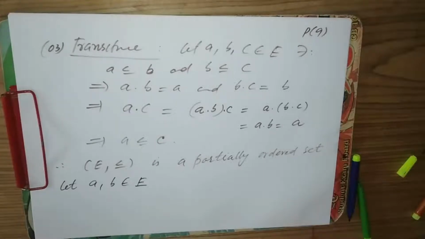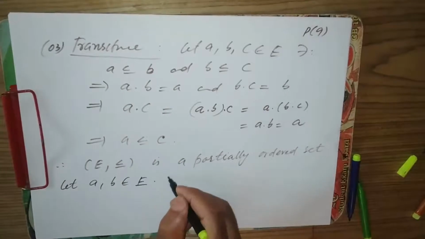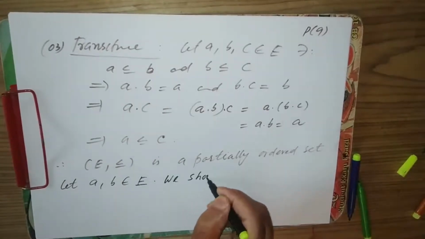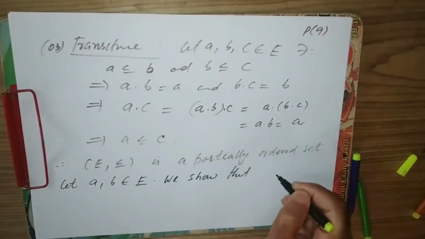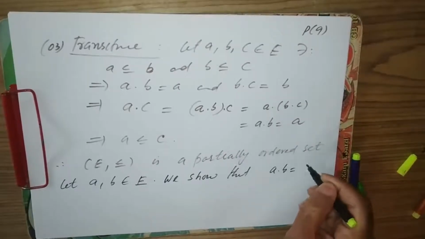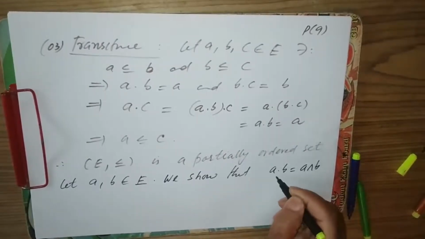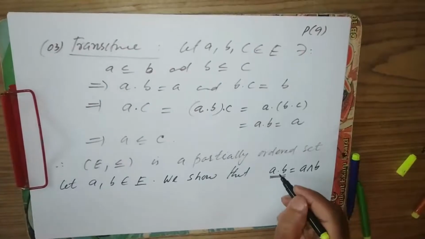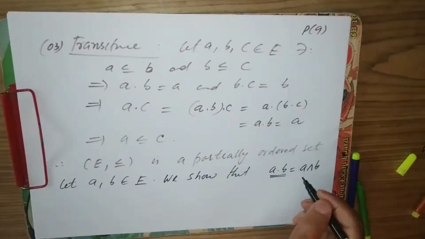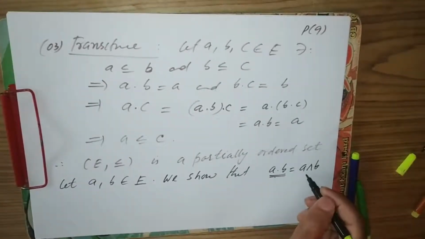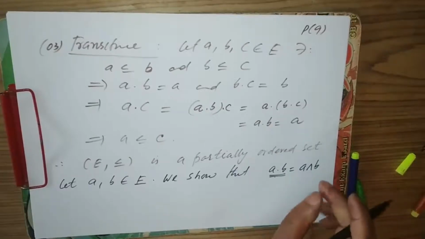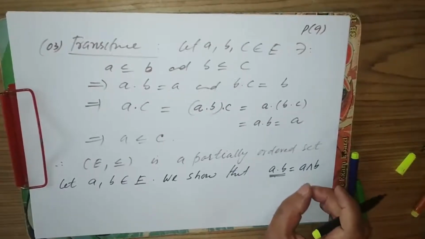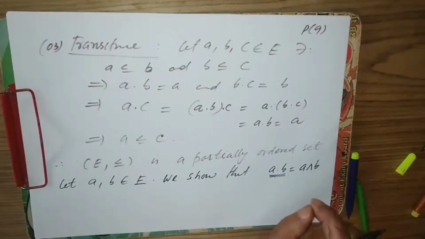So A comma B belongs to E. So we show that A into B is the meet, and A into B is in E because E is a semigroup with multiplicative operation. So if we prove that A dot B is equal to the greatest lower bound of A and B, then we are done. That means the greatest lower bound of any two elements exists in that case.